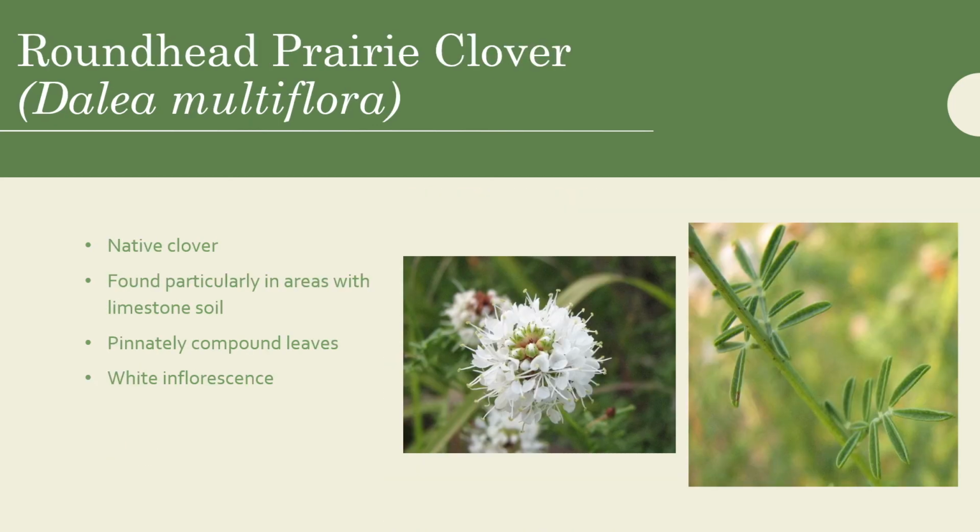Now we have roundhead prairie clover. This is Dalea multiflora. I wanted to include this to show that our clovers are actually in our legume family, Fabaceae. This one is actually a native clover. A lot of the ones we're familiar with come from Europe or someplace else, but this guy is definitely native. It's found particularly in areas with limestone soil. It has pinnately compound leaves and a bright white inflorescence.